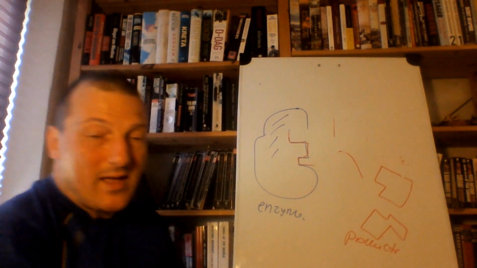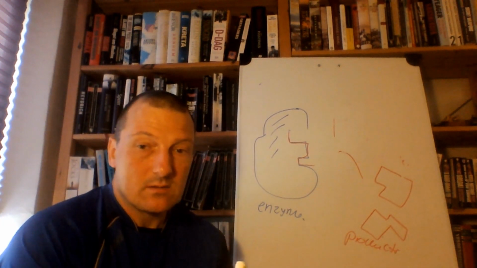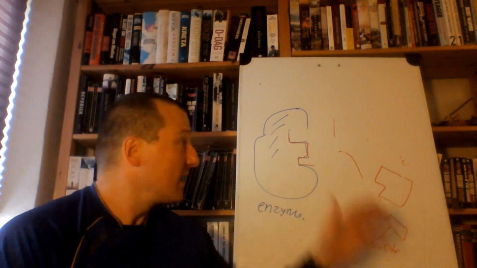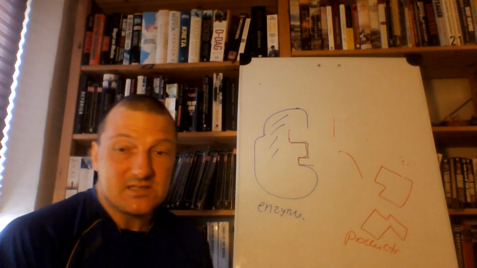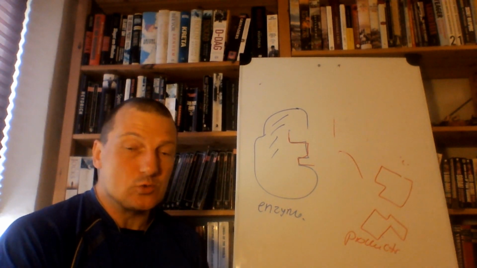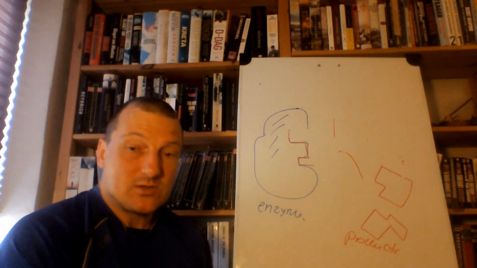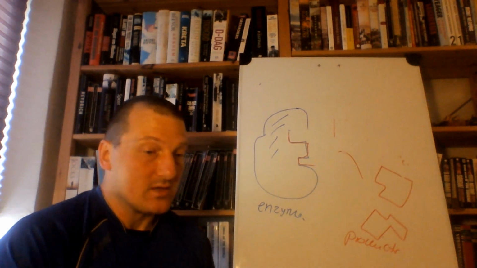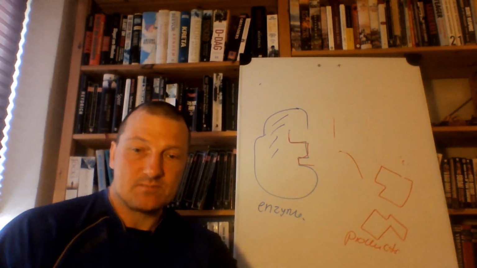So now we go from having the substrate to having the products. And since our enzyme is a catalyst, it is now ready to do so again. It is ready to break down another substrate into its products.